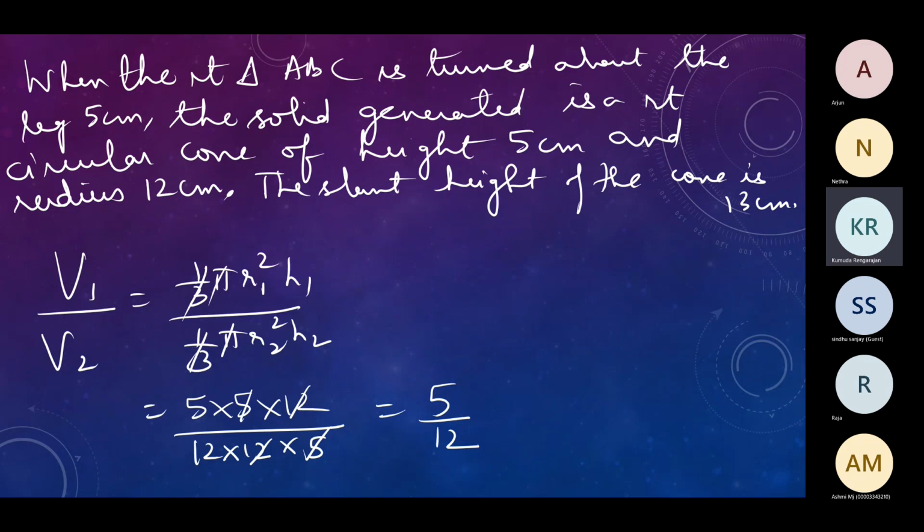We have answered question number 7 and 8 together. If you have to find the volume of the cone separately, find it separately. If you have to find the ratio, find the ratio straight away. Don't find the volume.